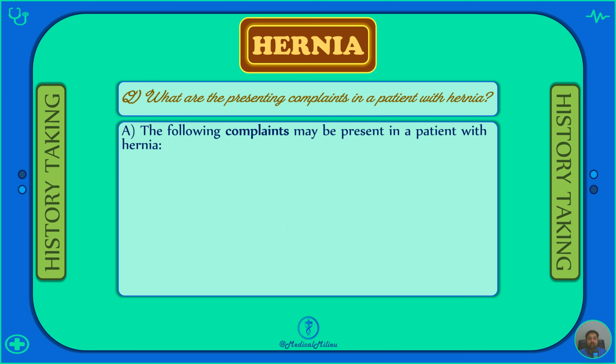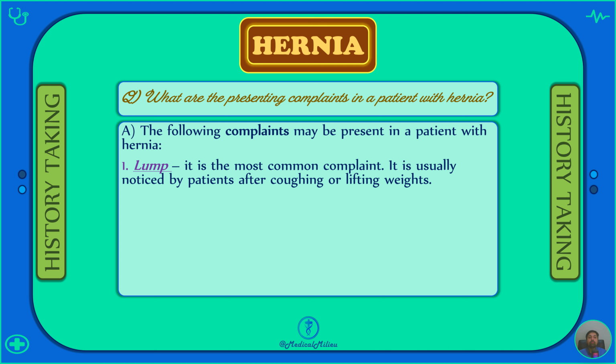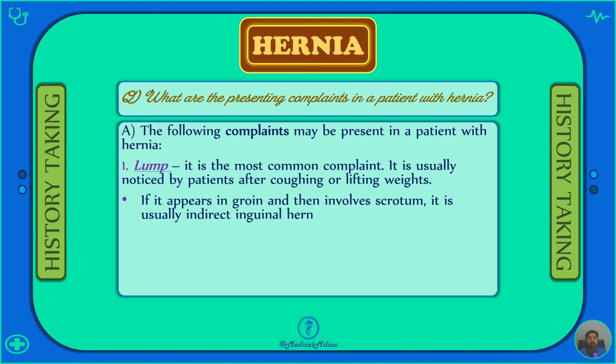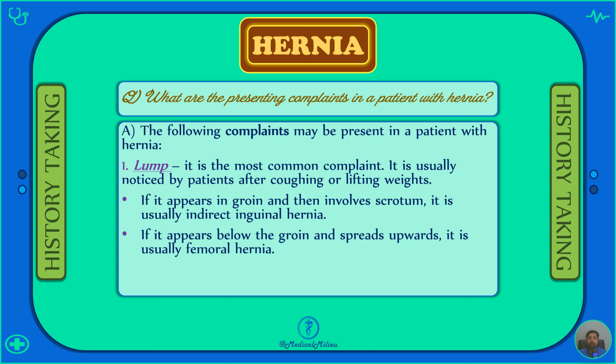The following complaints may be present in a patient with hernia. The most important and the most common complaint is the lump. It is usually noticed by patients after coughing or lifting heavy weights. If it appears in groin and then involves the scrotum, it is usually an indirect inguinal hernia. If it appears below the groin and spreads upwards, it is usually a femoral hernia. And a lump of direct hernia usually disappears spontaneously on lying down position.